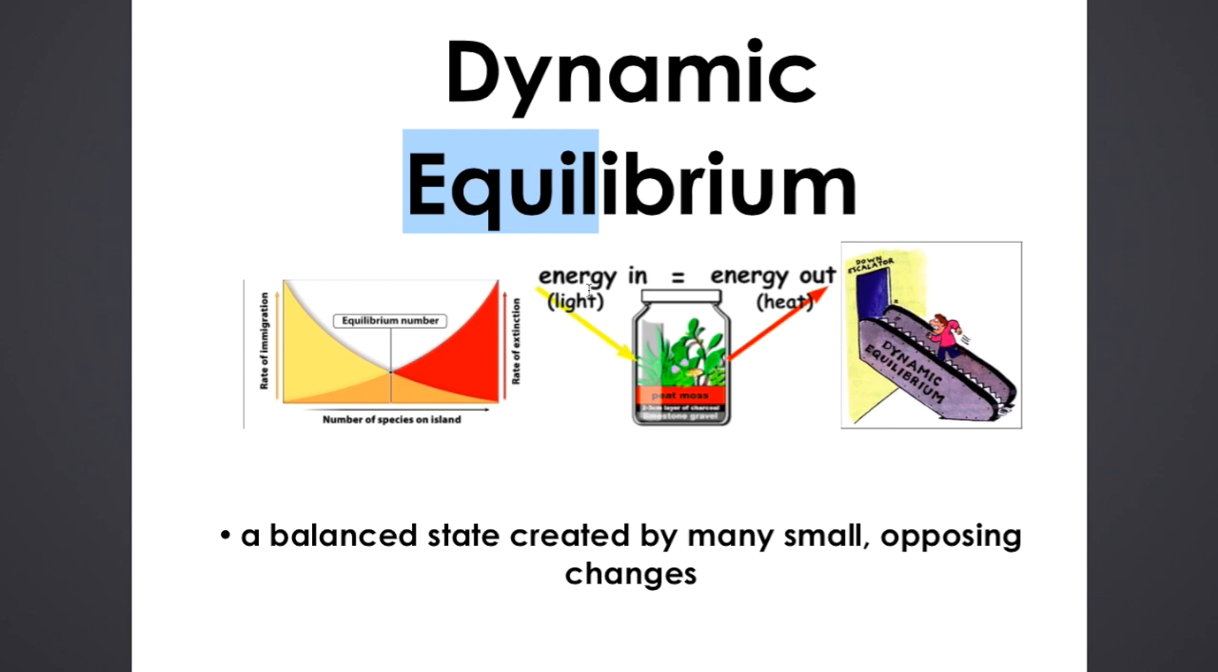In this example, we have energy in from the light equals energy out from the heat. So this is an example of a state of balance because there are 2 changes, but they create an equal state. Likewise, this is a funny cartoon of a man trying to run up an escalator. There are 2 things happening, but they're almost like opposites, so they create an equal state.